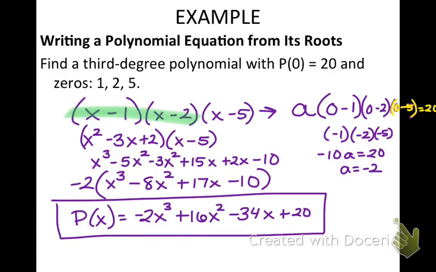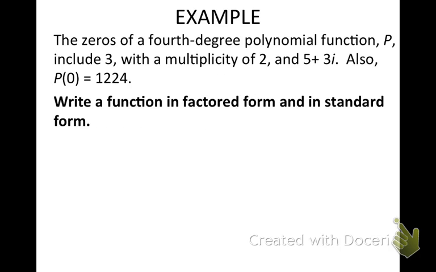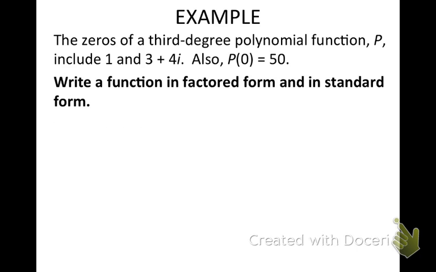All right, let's do one for a complex. Do we want to do a third or a fourth degree? Third degree? Okay. So we're going to do a third degree again. My zeros are 1 and 3 plus 4i. And they're giving us p of 0 is equal to 50. So that means I got to get that constant to 50.